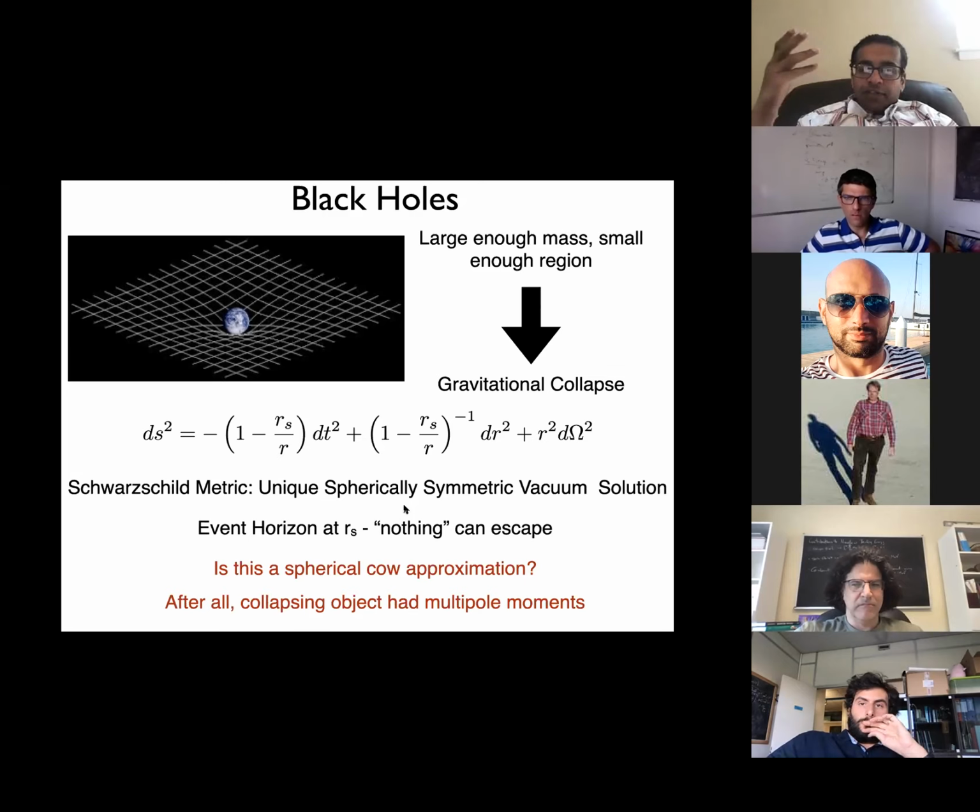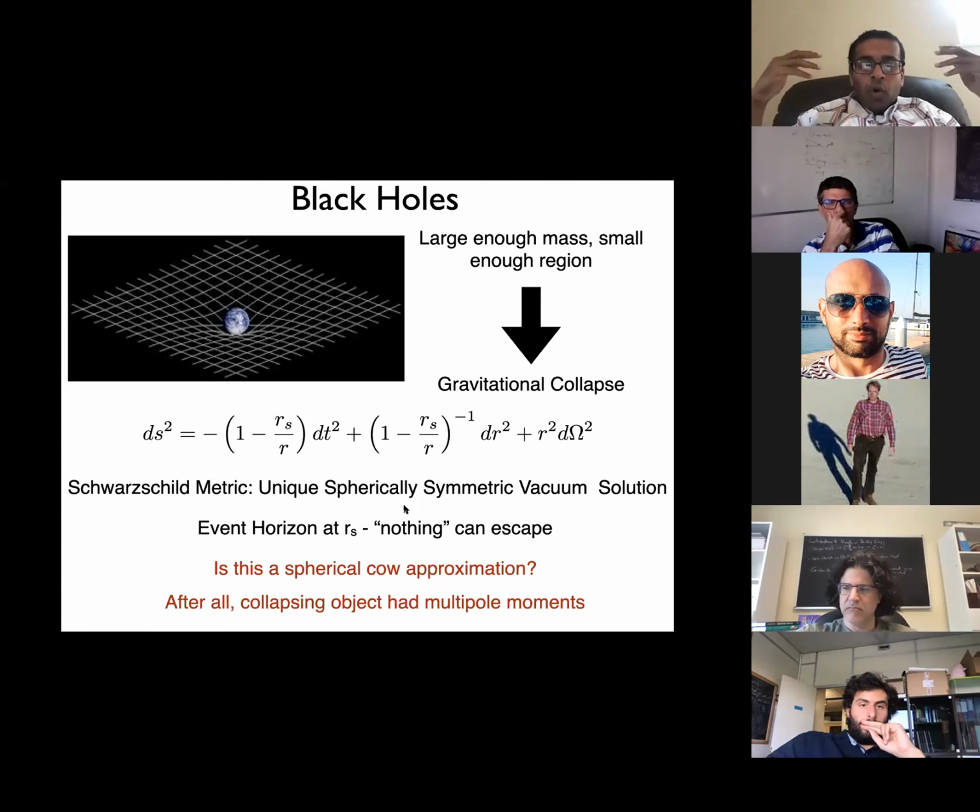And it is a good question because, after all, the collapsing object that went on to form the black hole had a whole bunch of multipole moments. So you might naively expect that the collapsed object should also have all these multipole moments outside. And many of you have undoubtedly heard of the so-called no-hair theorems, which probably tell you that this is not the case, that somehow this spherical cow approximation is really true. And in the next couple of slides, I will give you an intuitive understanding for why the no-hair theorems are actually true.